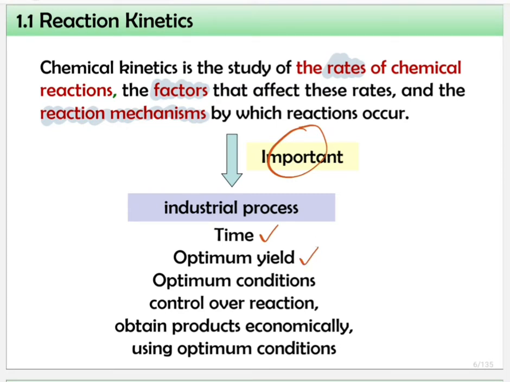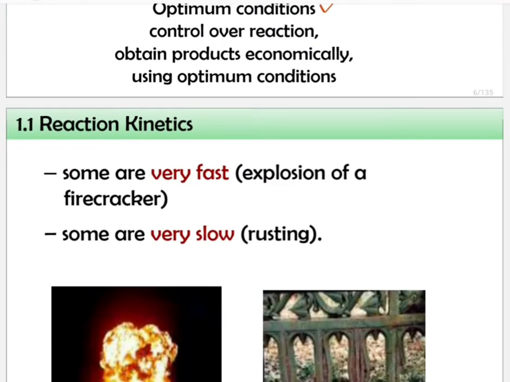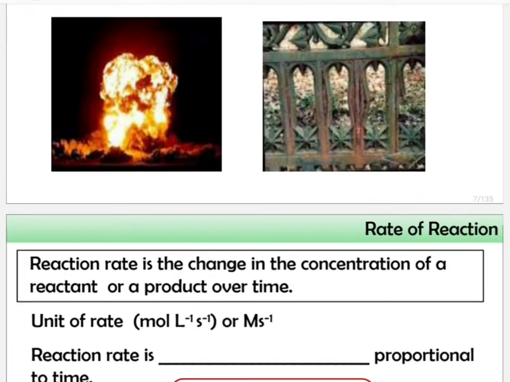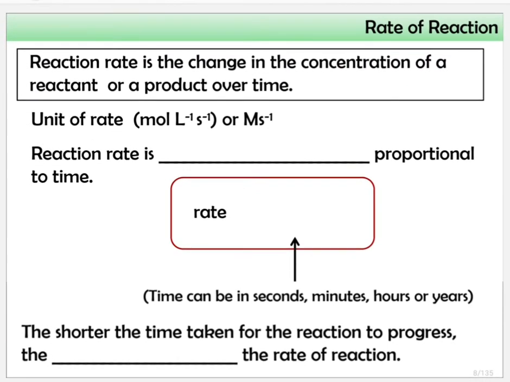Also, how to obtain optimum yield. What are the optimum conditions for the reactions to occur, and so on. Okay, because some reactions are very fast, for example, explosion of a firecracker. Some are very slow, for example, rusting. Okay, so now let's look at the definition for rate of reaction.